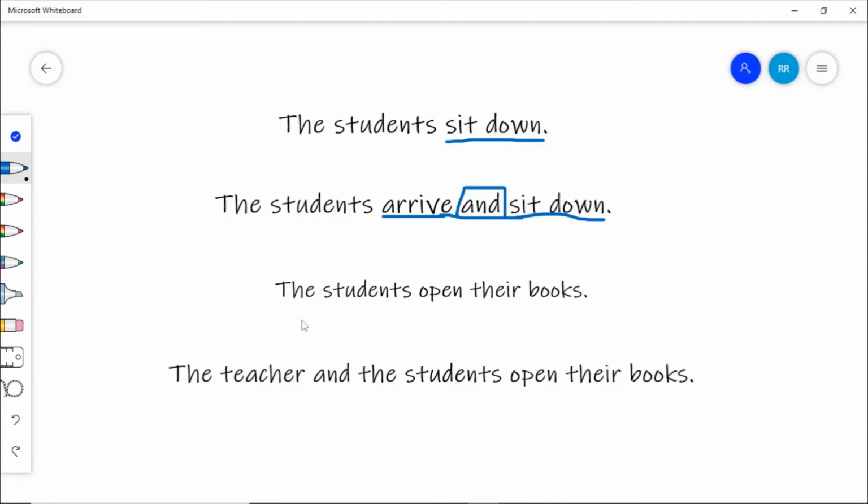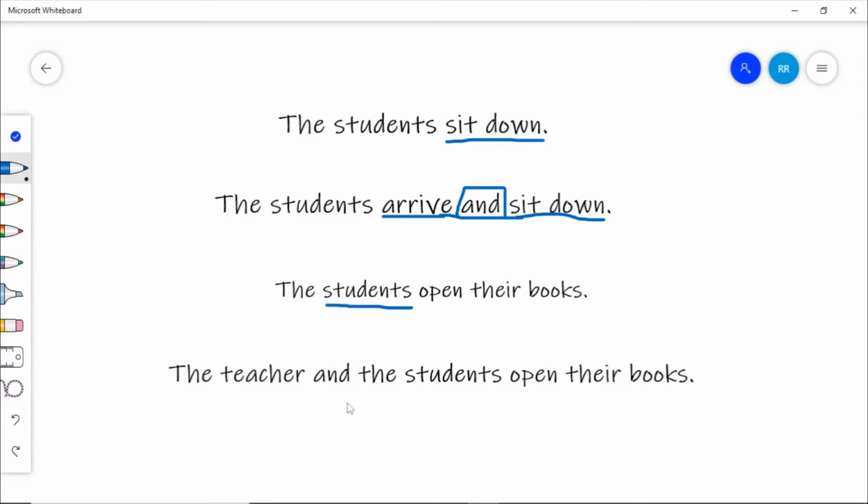Okay, let's read this sentence now. The students open their books. Where's the subject in this sentence? The complete subject is the students, right? And the simple subject is students. Great. Let's read the fourth sentence.